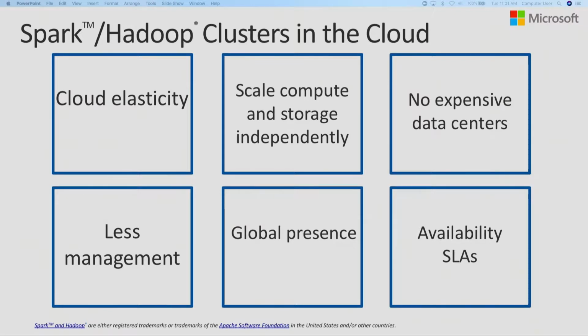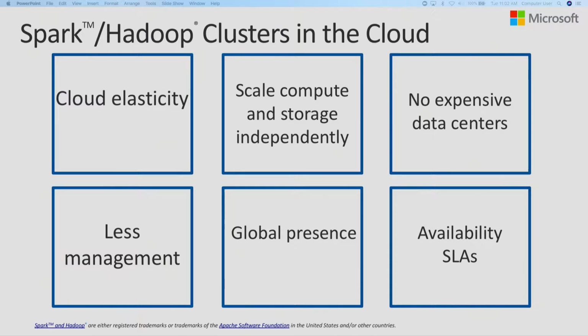So let's just start off at the very top here. Why do we even use Spark and Hadoop clusters in the cloud? So some very big topics here. Cloud elasticity, right? Being able to scale from 0 to 100 in terms of the amount of storage and the amount of compute capabilities you have. Amazing, right? Second, being able to scale cloud compute and storage independently. So gone are the days when I have all this storage left over because I'm mostly using my compute, and therefore I'm wasting a lot of storage. Now we only pay for what we use.